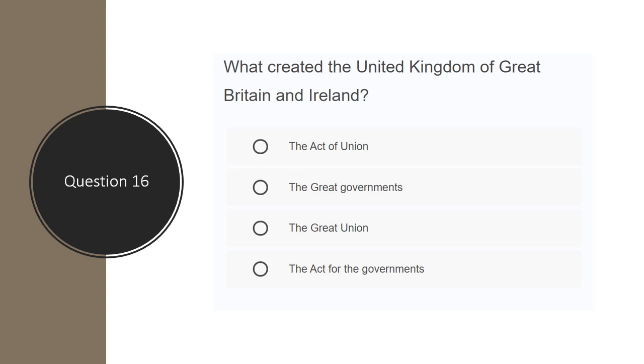What created the United Kingdom of Great Britain and Ireland? You know that before this act, Great Britain and Ireland were two different countries. Great Britain means three countries: England, Scotland, and Wales. But after this act, the fourth country, Ireland, was united. The act is known as the Act of Union. This is how a union of four countries was created. So once again, you just have to remember that. No techniques to apply on this.